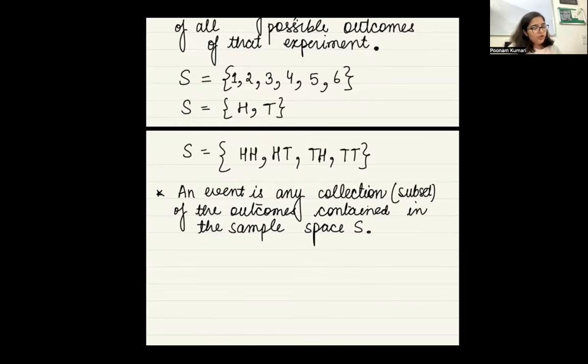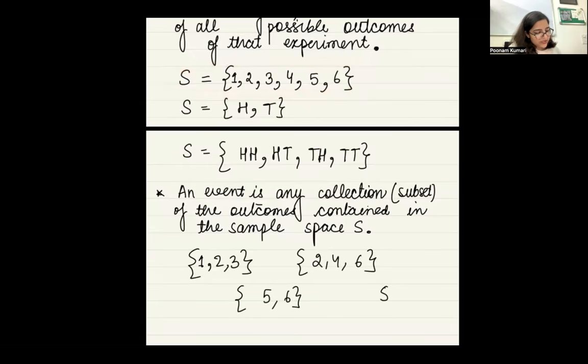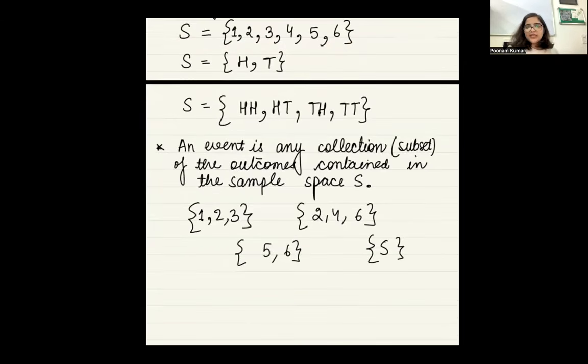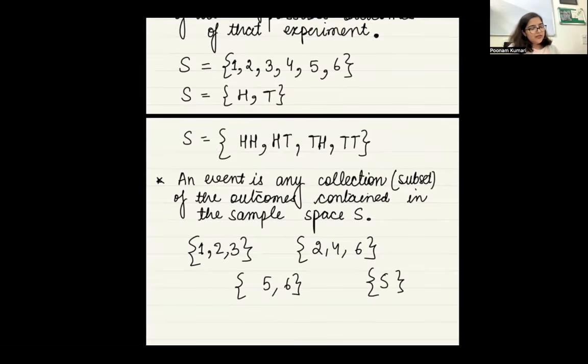So let's say my experiment was rolling a die. This was my sample space. And any subset of this will be called an event. So let's say one subset could be getting 1, 2, 3. So this is an event. One of the subsets could be 2, 4, 6. So this is also an event. One could be getting 5 and 6. One could be getting just 5, right? So all these subsets that I have for this sample space, they will be called an event. Any subset of the sample space would be called an event, right?